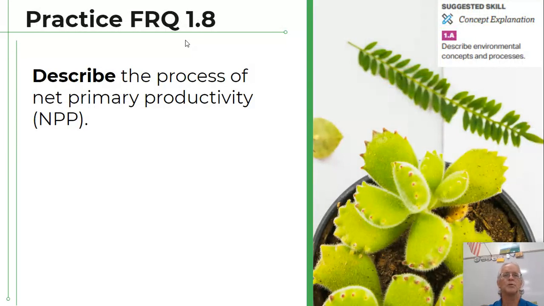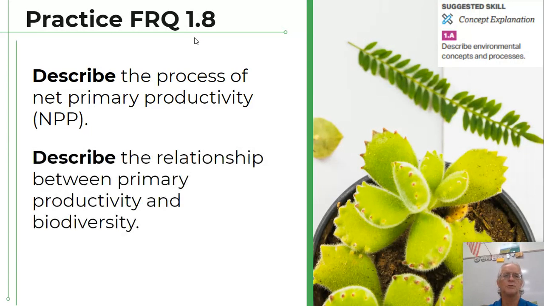So, practice FRQ 1.8. Number 1, can you describe the process of net primary productivity? And number 2, can you describe the relationship between primary productivity and biodiversity?